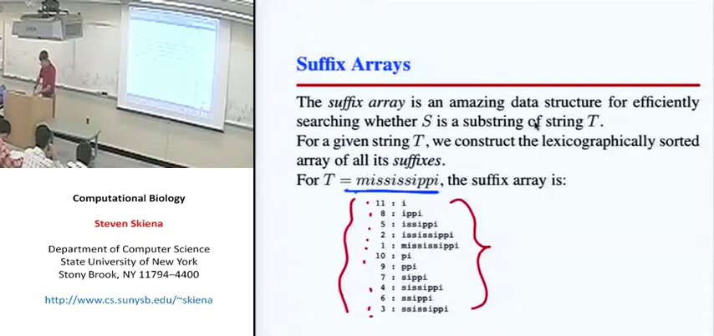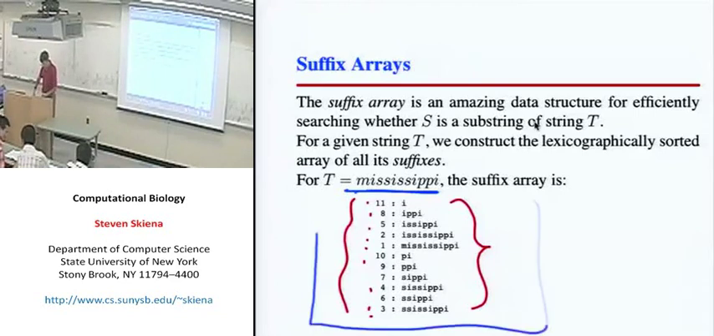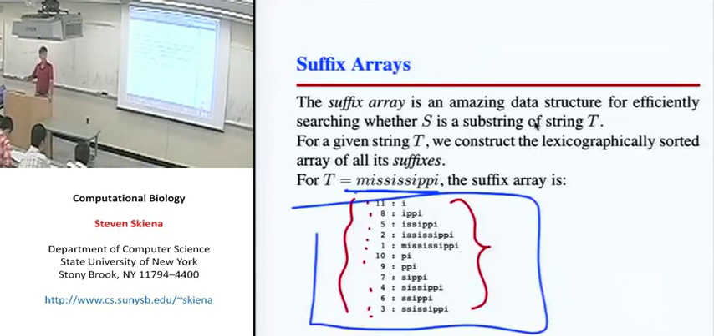So a suffix array is an array of all the suffixes. It's an array of strings, sorted strings. Any questions about that? What would you need to do with a suffix array? Suppose I want to look something up in a suffix array. If I give you this suffix array, and I want to find sip, a substring of Mississippi, how would I go and find that if I'm given an array of suffixes?